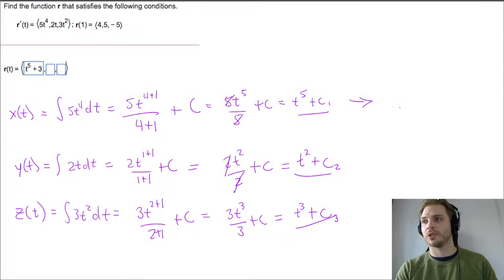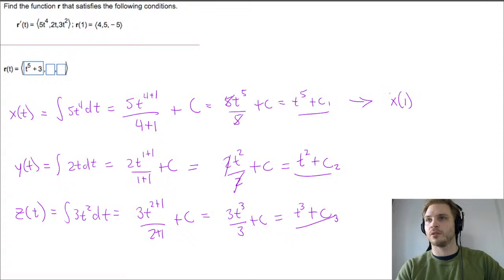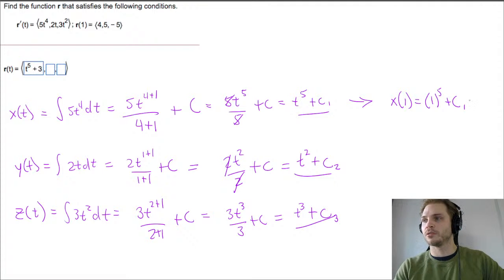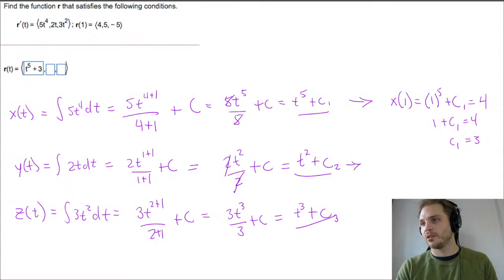Okay, so from here, I'm going to do x of 1 is equal to 1 to the 5th plus c1, which is equal to 4. Okay, so 1 to the 5th is 1. Subtract 1 from both sides, c1 equals 3. So that is 3, which makes this t to the 5th plus 3. So that's correct. Then we're going to do the same thing here.